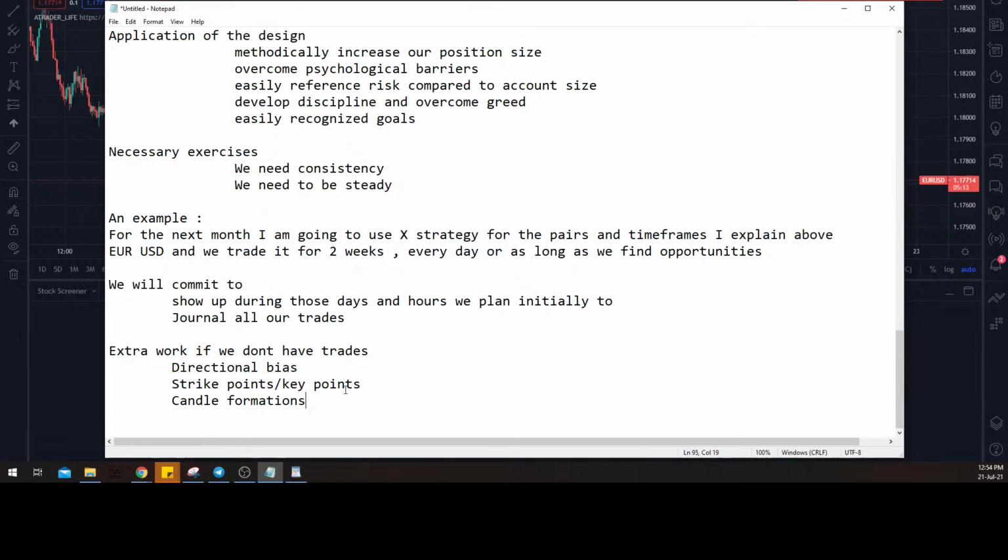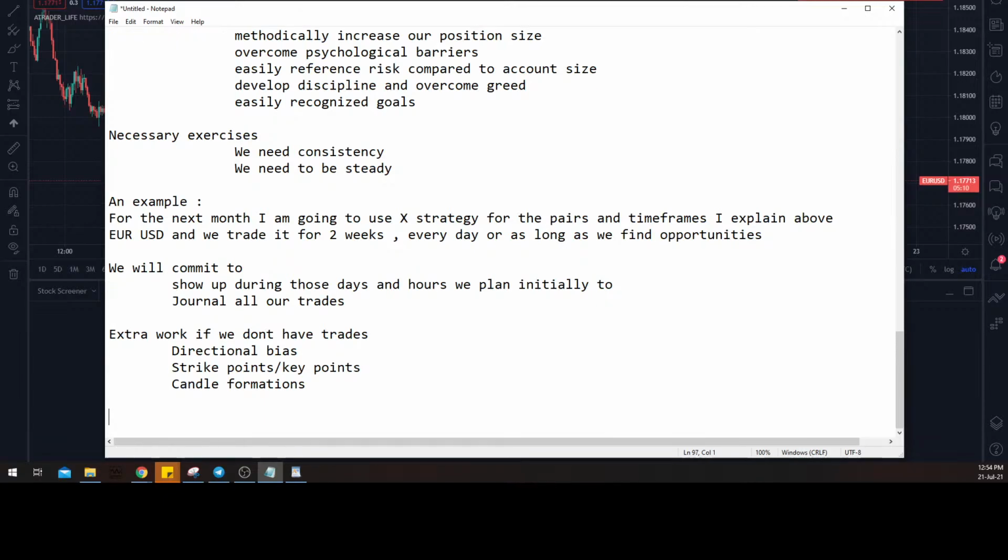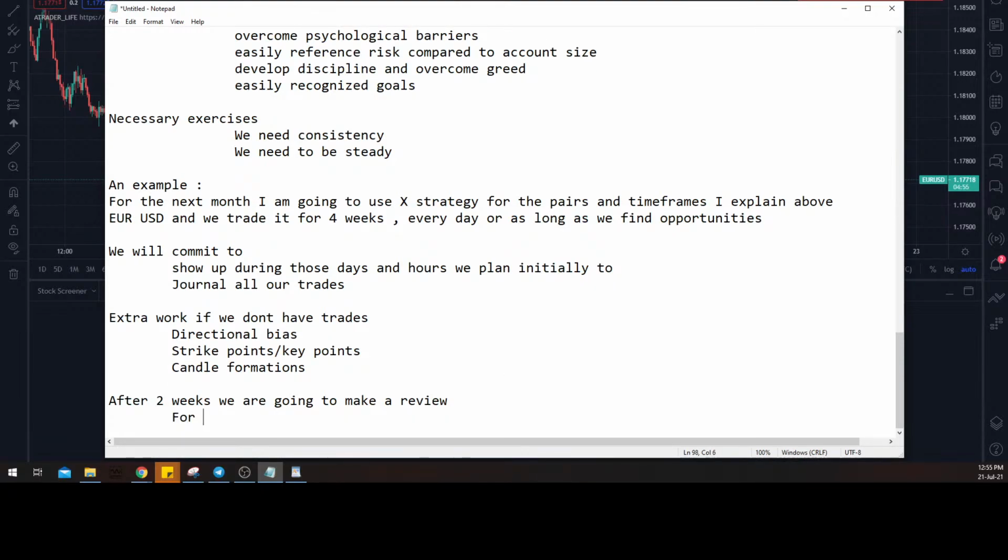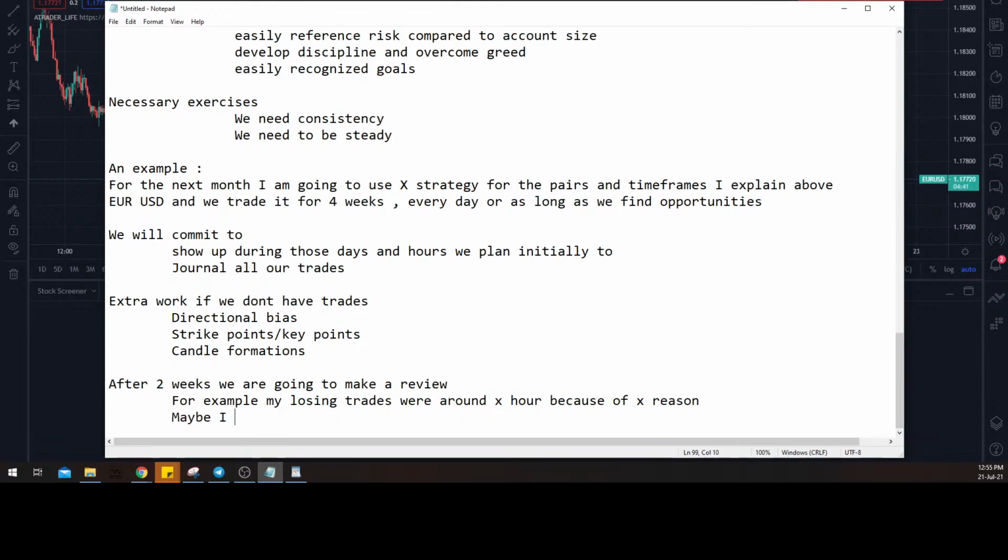Now, in terms of this plan, you do this for like 2 weeks. After 2 weeks, we are going to make a review, or maybe let's put it better, 4 weeks. We are going to make a review, and you are going to see, for example, my losing trades were around X hour because of X reason. Maybe I should change, or I shouldn't enter at that moment.